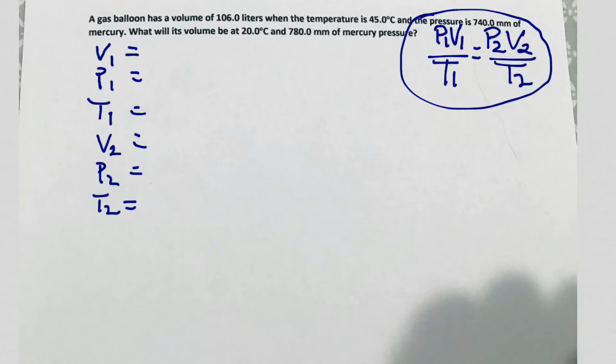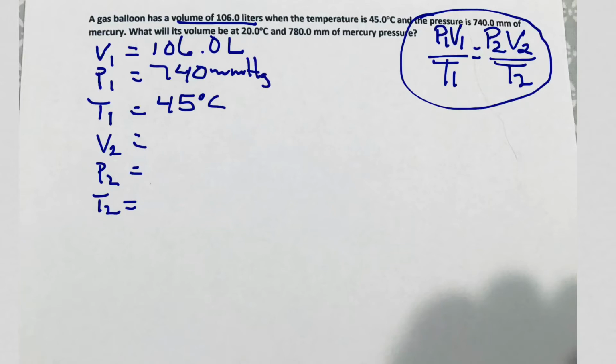Okay, so this says a balloon has a volume of, so that even tells me that's a volume. So I'm going to put 106.0 liters. When the temperature is 45, so 45 degrees Celsius is here, and the pressure is 740, and that's in mmHg. What will its volume be?